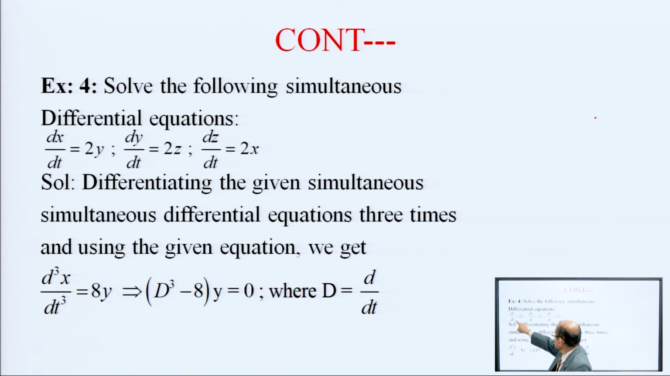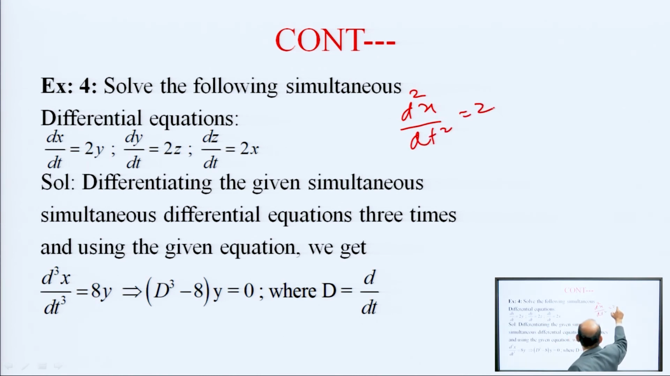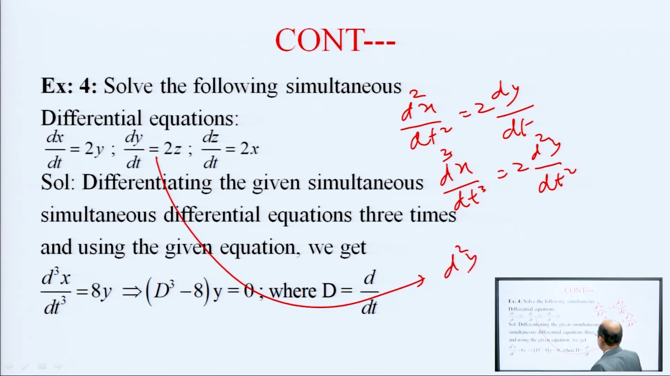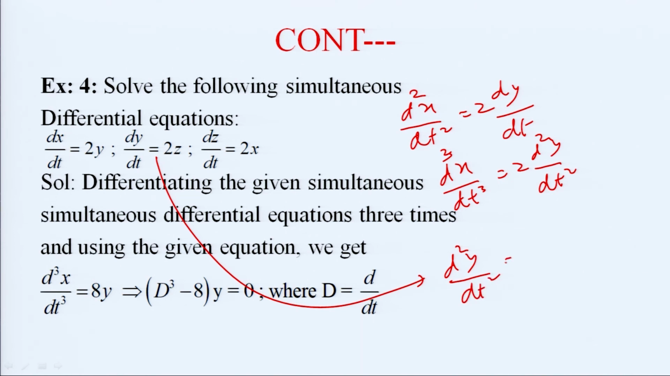d 2 x by d t square is equal to twice d y by d t, and d 3 x by d t cube is equal to twice d 2 y by d t square. Again differentiating and using the given equation, d 2 y by d t square is equal to twice d z by d t, and d z by d t is twice x, so it is 4x. Four into 2 means d 3 x by d t cube is equal to 8 y.